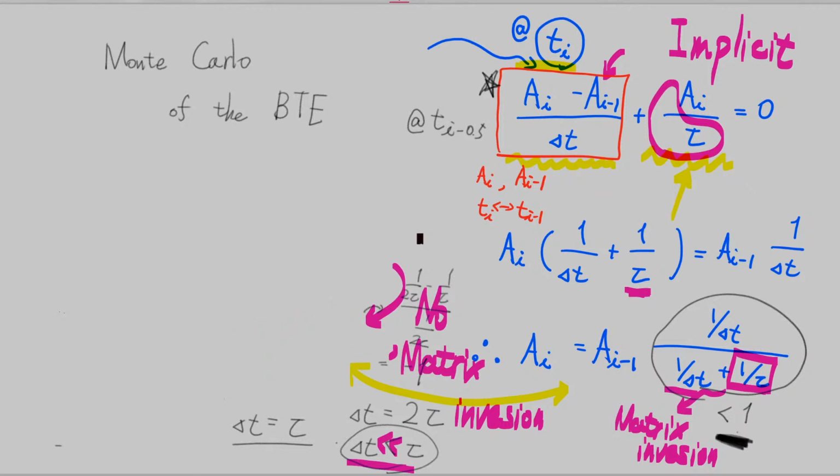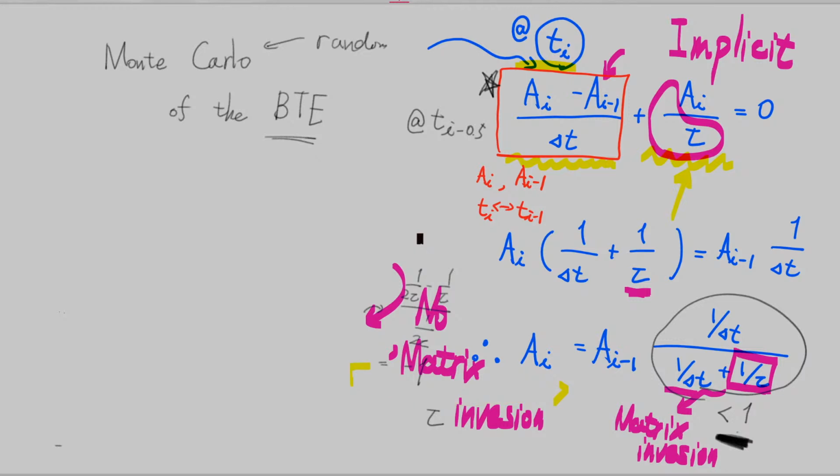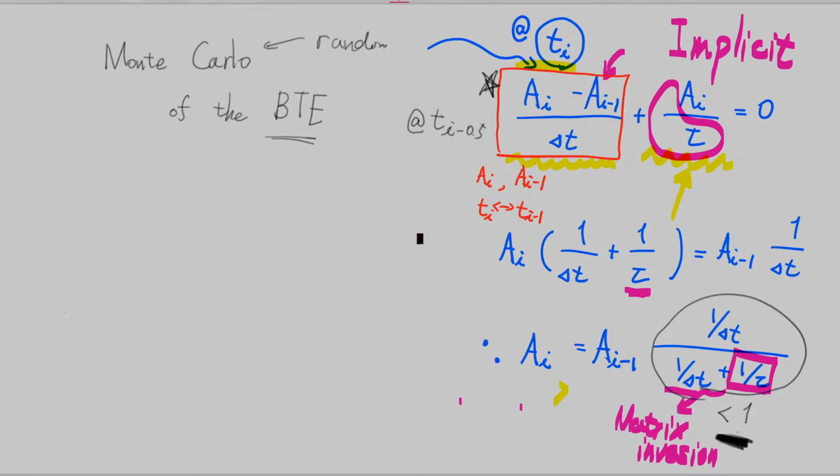So Monte Carlo itself just means random numbers, and when we apply it to the Boltzmann transport equation in our computational microelectronics, since this is so widely used, when you just say Monte Carlo, people understand that this is the Monte Carlo simulation for the Boltzmann transport equation. That has been a standard way to calculate the Boltzmann transport.